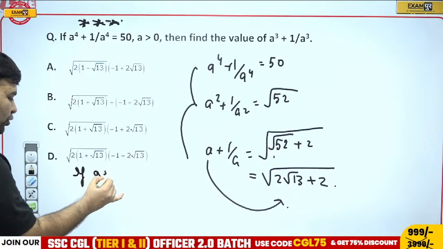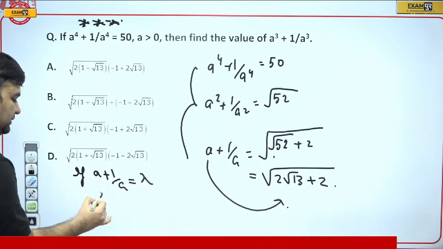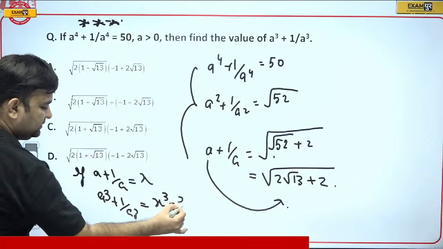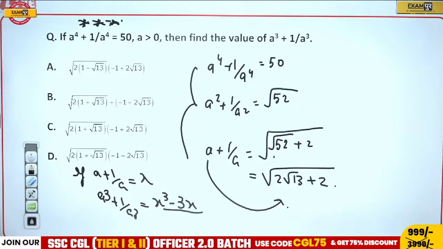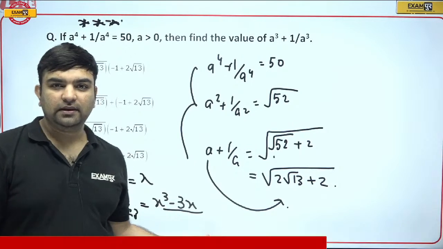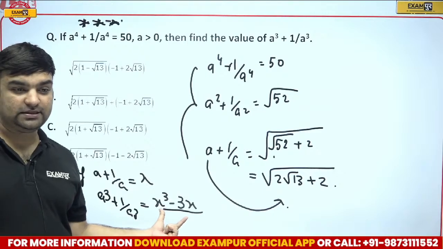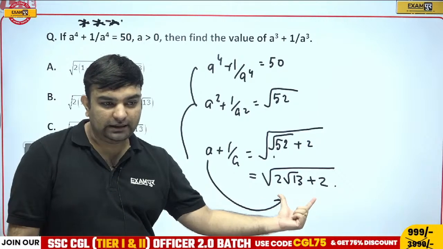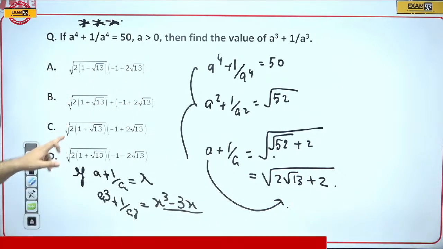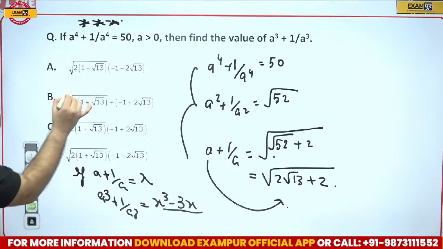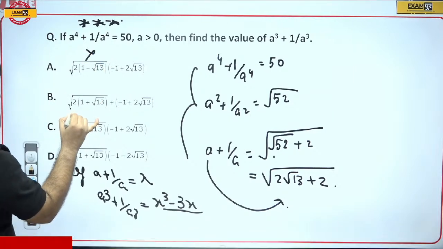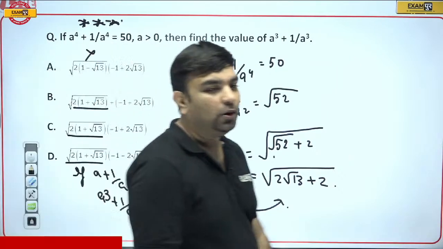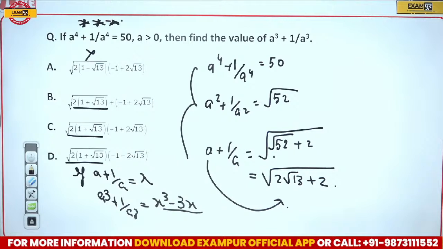If a plus 1 upon a is x, then a cube plus 1 upon a cube is x cube minus 3x. In x cube minus 3x, x is common. So this term should be there, at least. Here it is not, so we need to solve further.